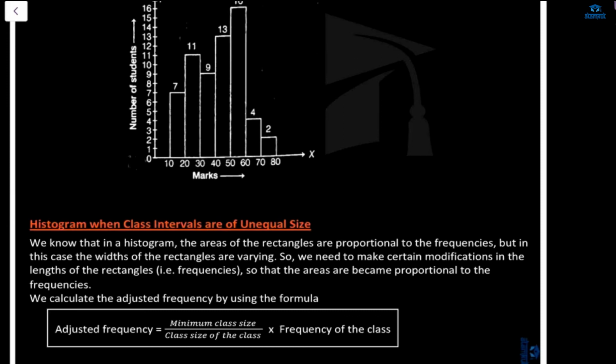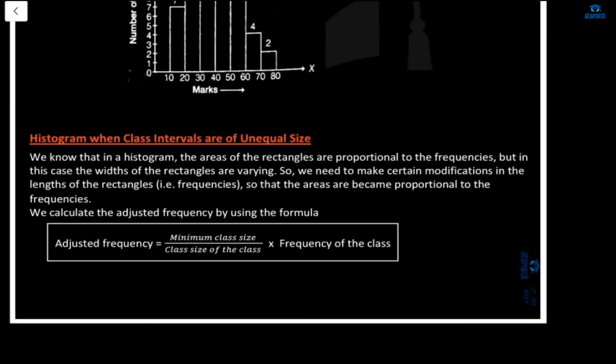Now, if you are not having a class interval with a difference of 10 in each class interval, you can have some with 10, some with 15, some with 20, some with 12. So if you get this type of question where the class intervals are unequal, how are you going to draw the graph? At that time, we are going to use adjusted frequency.